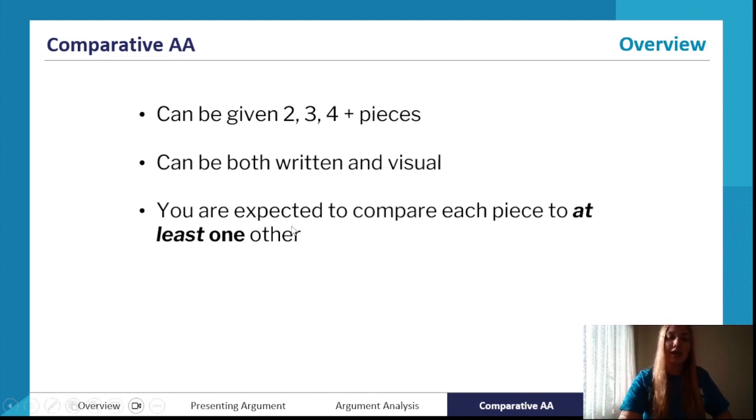So you can be given 2, 3, or even 4+ pieces. The typical structure you see in schools is a main article, a second article, or some comments or some letters to the editor, and then a separate illustration as your comparative material. And these can be both written and visual, as we've established. Each piece has to be compared at least once to one other. You can never exclude any of your comparative material. So I can't just go and say, I'm not going to analyze one of these comments.